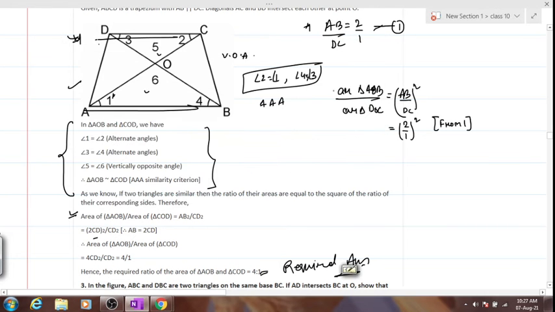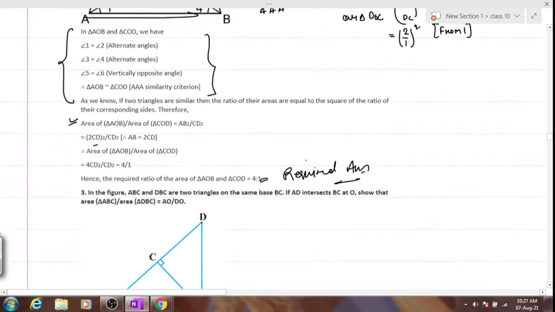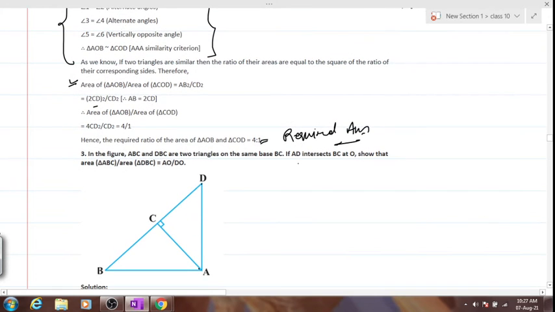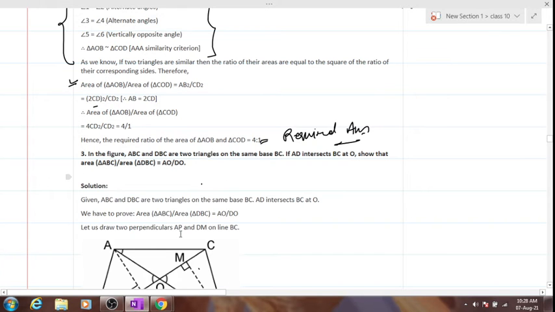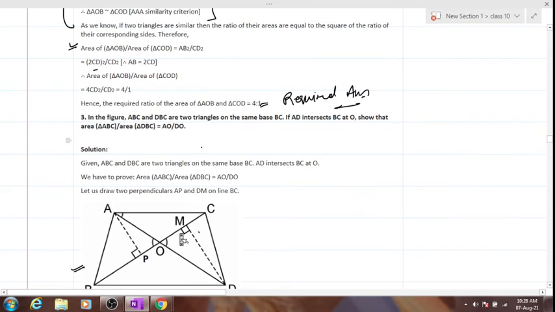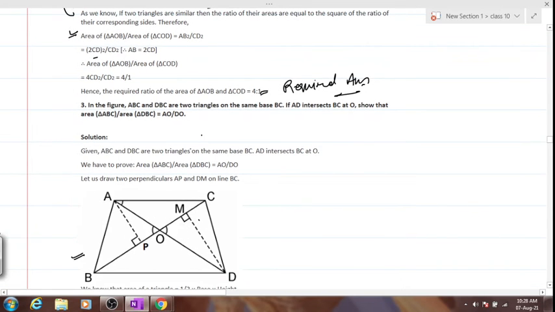I hope many of you have already done it. So question number 3 is right here. I don't know why it is like this. This figure should not be there. Now please start doing this question on your own.